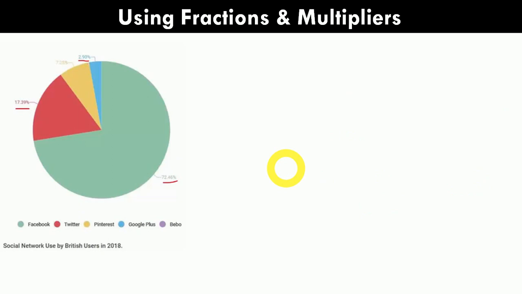Now when we are given a pie chart, observe this pie chart, guys. The information is about social network use by British users in the year 2018. In this chart, there are different websites: Facebook, Twitter, Pinterest, Google Plus and Bebo. Here we observe the proportions. The exact numbers are 72.46, 17.39, 7.25 and 2.90. Now let's say I want to describe the proportions for Facebook, Twitter and Google Plus.